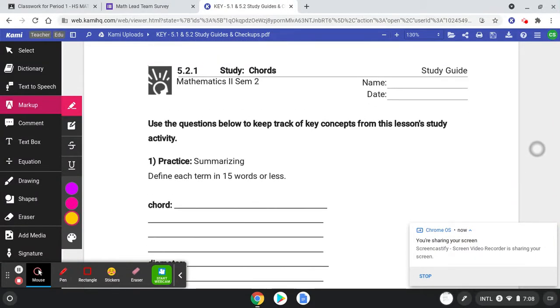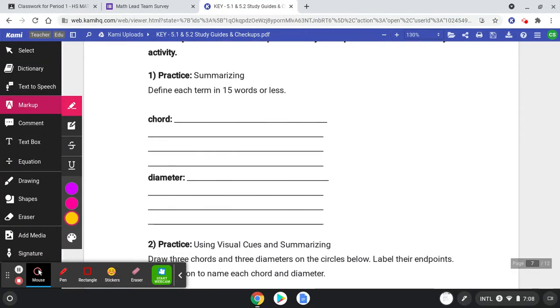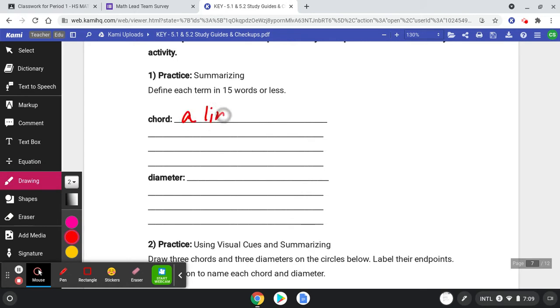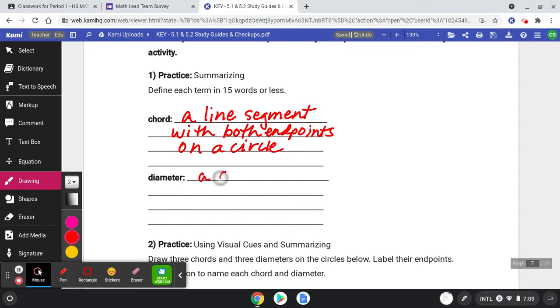All right, in this section, we're going to be talking about something called a chord. So what is a chord? It's a line segment with both endpoints on a circle. And like we talked about last chapter, what's a diameter? A diameter is a chord that passes through the center of a circle.